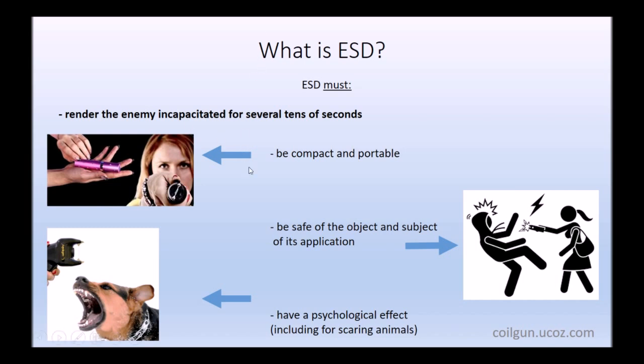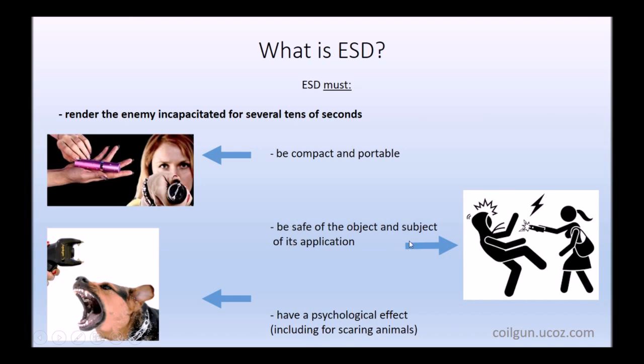Okay. Also, what demands? It must be compact and portable, so we can bring it in our bag or pocket. Otherwise, there is another flip side of this coin, when some constructors try to minimize the dimensions of the electroshock device and put it, for example, in a lipstick form even. It is more dangerous for its user than for the aggressor. We will talk about it in the next part, because the fingers of the holding person are too close to the electrodes of the device in this case.